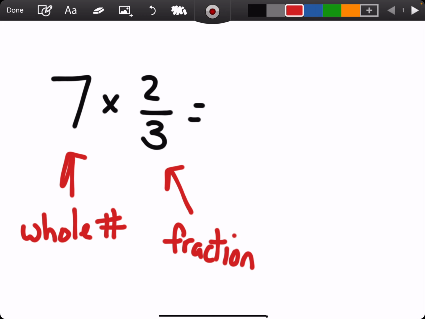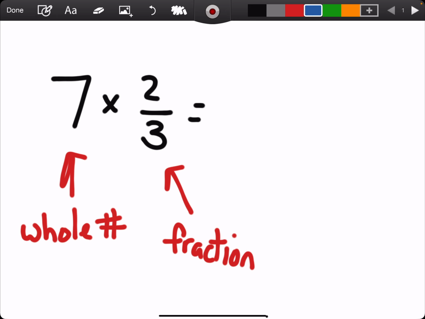Okay, so in the past, what I've always taught my class is that when you have a whole number, there's always an imaginary 1 underneath it. So 7 wholes would be 7/1. We haven't gone over that yet, but I just wanted to throw that out there because I think this is a very simple computation. So 7 times 2/3, it's going to all be about how do we rewrite this?